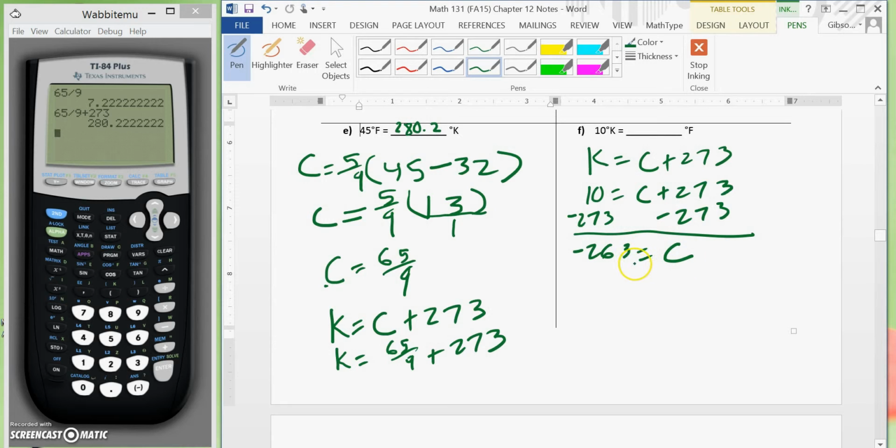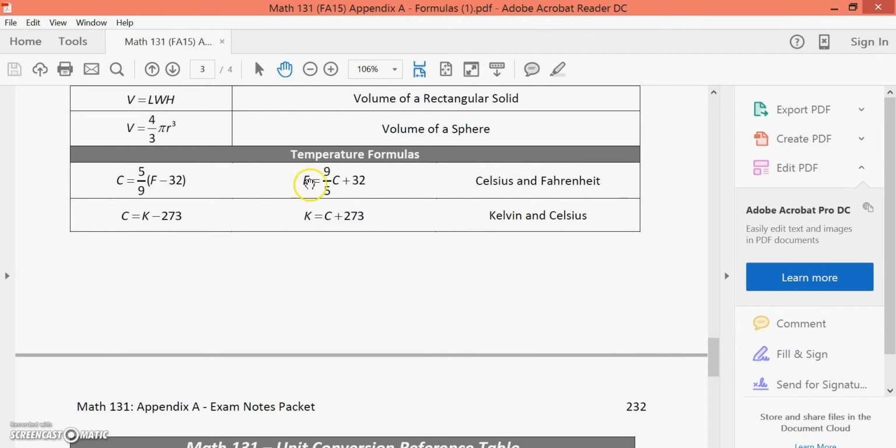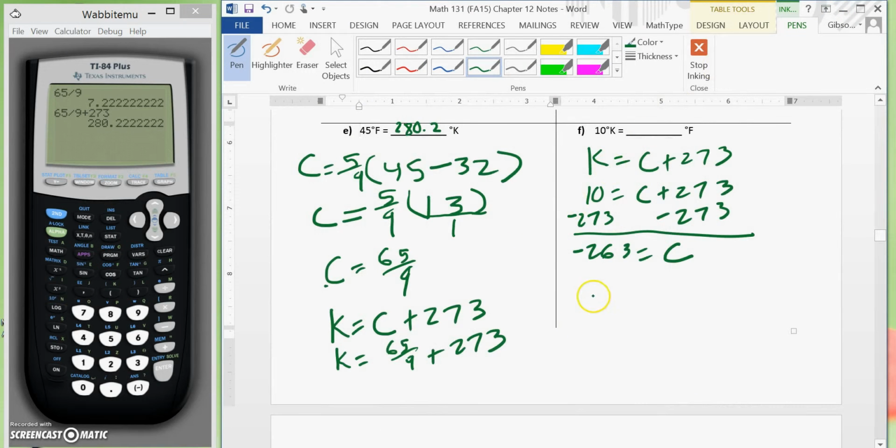Okay, so now what we need to do next is get Fahrenheit. We will use the Fahrenheit formula, just like I showed you all before on this sheet here. We can see here Fahrenheit is 9/5 Celsius plus 32. So we would take Fahrenheit is equal to 9/5 Celsius plus 32. So we would substitute in for Celsius. We have 9/5 times a negative 263 plus 32.